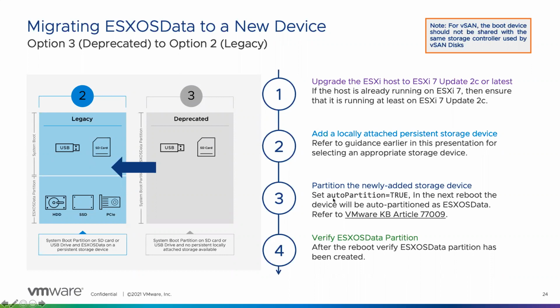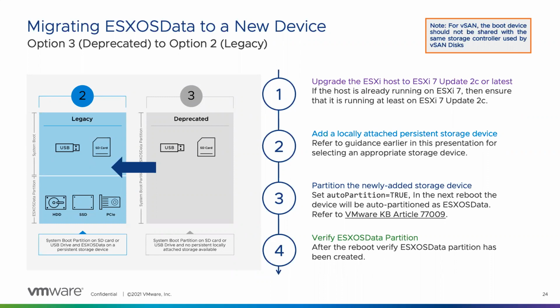By default in the ESXi boot configuration, auto partition is set to true, which means that on the next reboot, if it finds any unused disk, it will repartition that disk to be used as the ESXOS data partition. So the solution is very simple. If you have a standalone SD card or USB drive, just add an additional locally attached storage. It can be PCIe, SSD, or HDD, and just reboot your ESXi host.